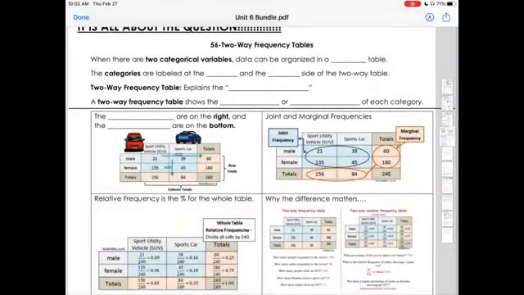Right, two-way frequency tables. When there are two categorical variables, data can be organized in a two-way table. What that means is, if I'm talking about whether you are a 9th or 10th grader, and whether you are a boy or a girl, there are two things that have to be occurring. The categories are labeled at the top and the left side of the two-way table. So male, female, SUV, or sports car.